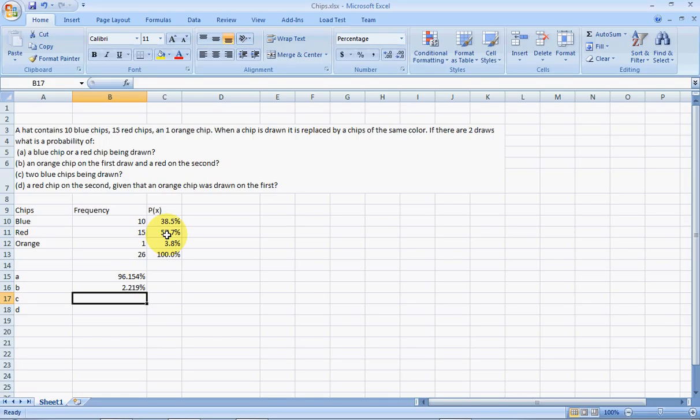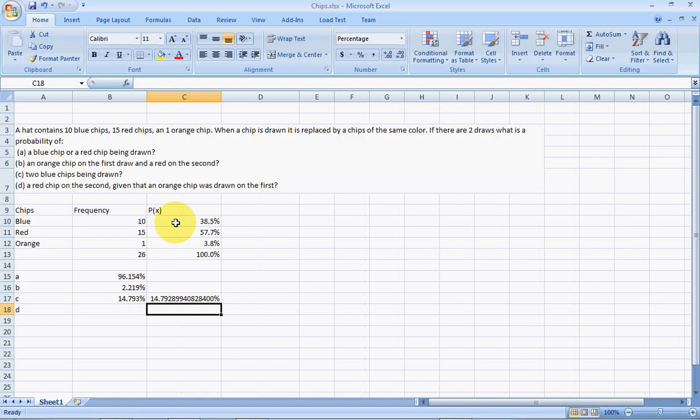For 2 blue chips being drawn, it's just going to be equals the probability of the blue chip squared. Or you could also do what we did in the last one, so the blue chip times the blue chip. And you get the same thing.